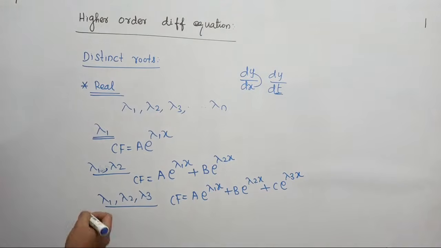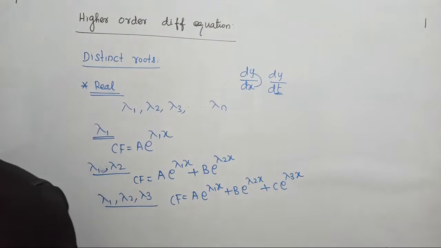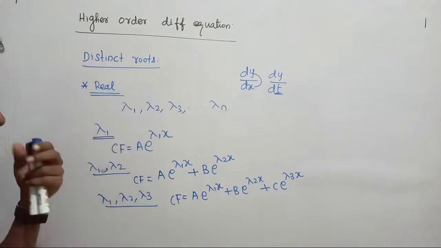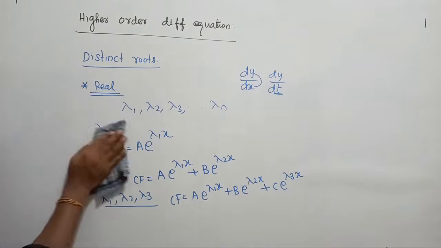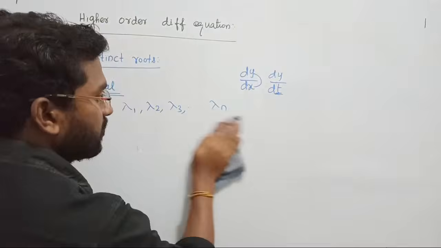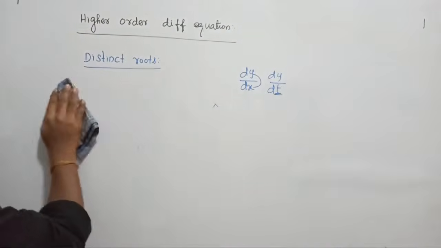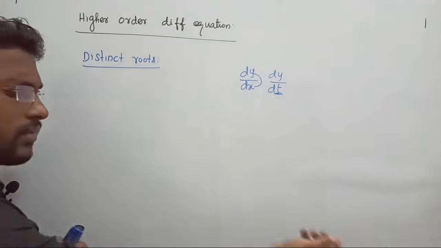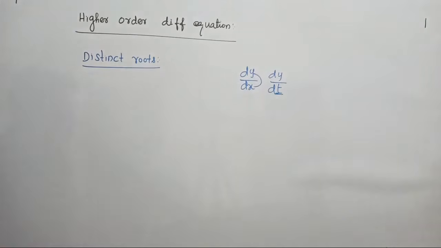Clear? Let us look at the second category. This is purely real root, right? So let us see the complex root. Sir, if I have a complex root, how can I represent it? So let us take complex roots. Not complicated, complex, sorry. Let us see the complex roots, right?